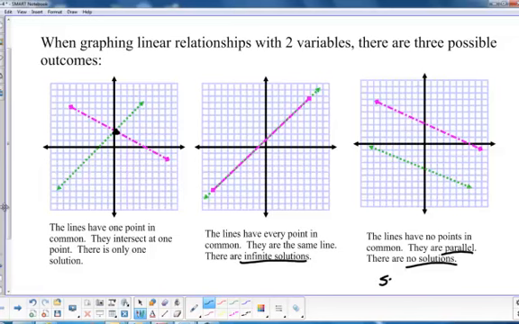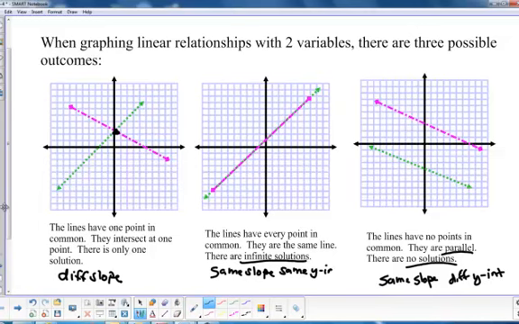So this is the same slope, different y-intercept. And these are different slopes. The first one is. And this is the same slope, same y-intercept.